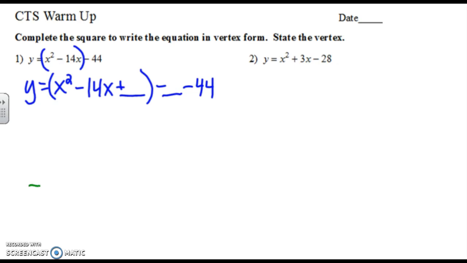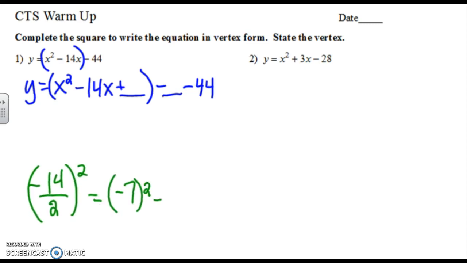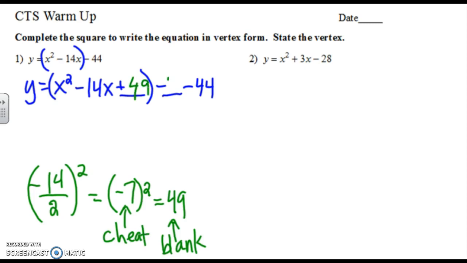and you go off to the side and divide it by 2. And then you're going to square it. So negative 14 divided by 2 is negative 7 squared gives you 49. This is what goes in the blanks. This is your sheet number for when you factor. Okay, so we're going to put a 49 in each of those blanks.